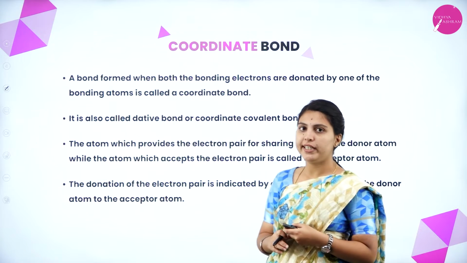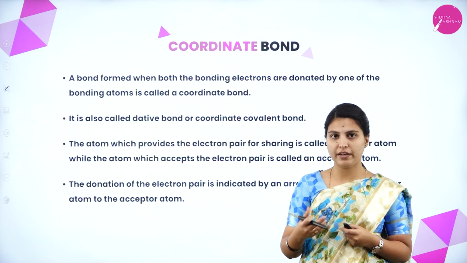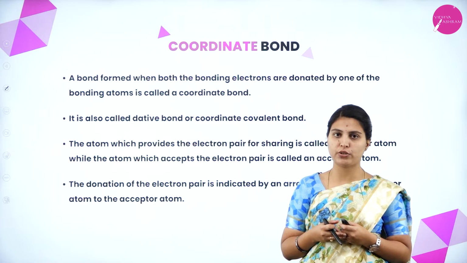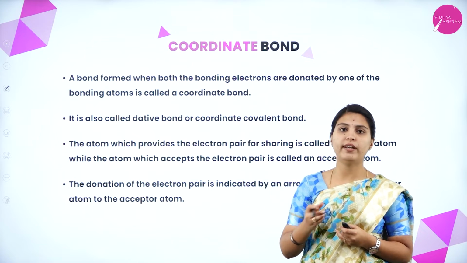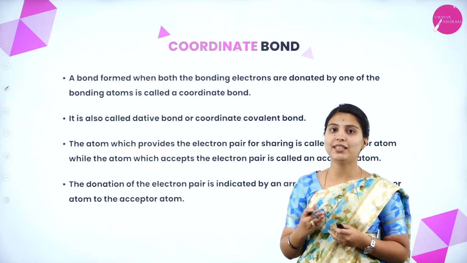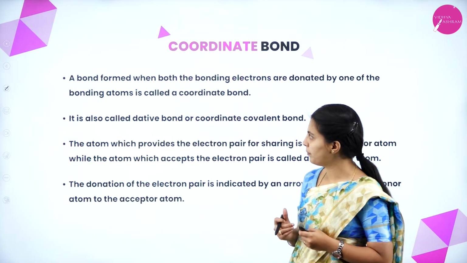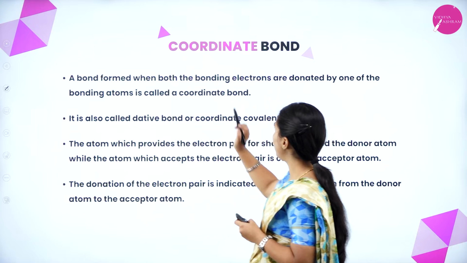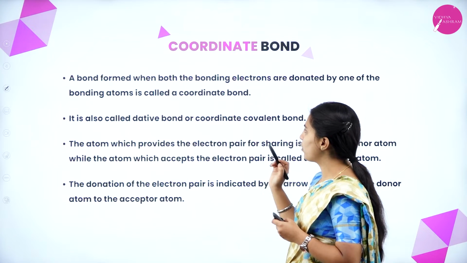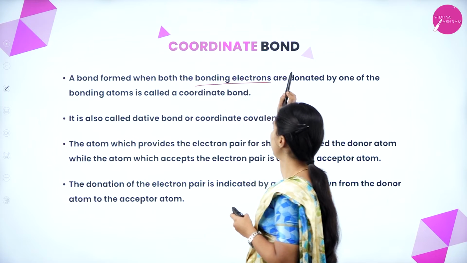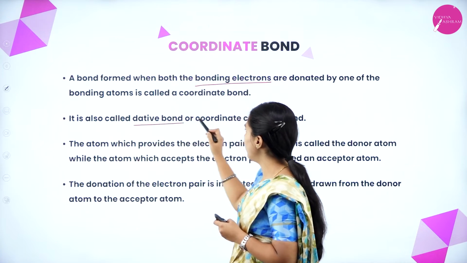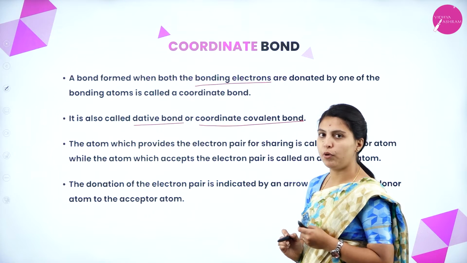Next one, the coordinate bond. In the previous session we have seen that 4 kinds of bond are present, that is ionic, covalent, coordinate and hydrogen. After understanding covalent bond of molecules, geometry, everything, now we are moving to the third type of bond, that is coordinate bond. A bond formed when both the bonding electrons are donated by one of the bonding atoms is called coordinate bond. Both the bonding electrons are donated by one atom. It is called dative bond or coordinate covalent bond.